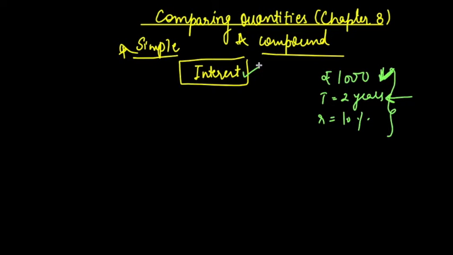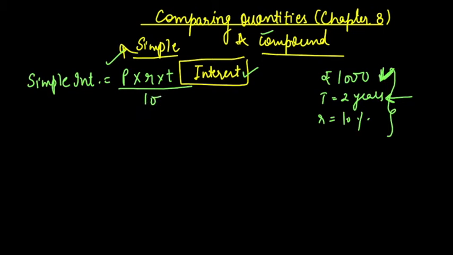So how do we calculate this interest? There are two ways of doing this: simple interest and compound interest. Just to quickly tell you, compound interest is always more expensive compared to simple interest. I will explain how with one example. To calculate simple interest, what is the formula we learned in grade 7 as well? Principal into rate into time upon 100. This is how we calculate the simple interest.